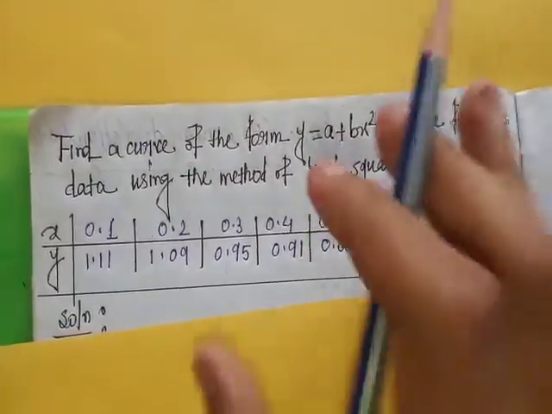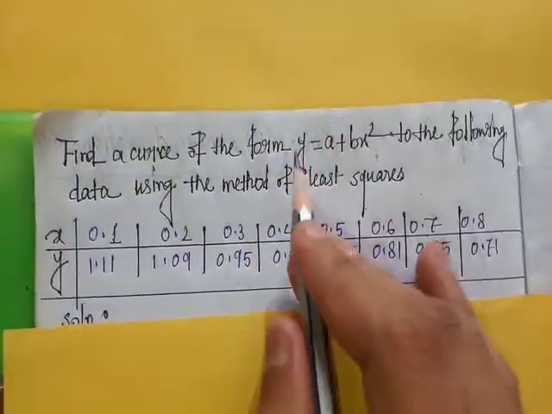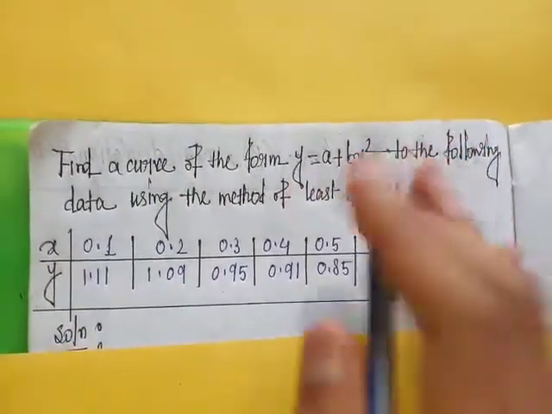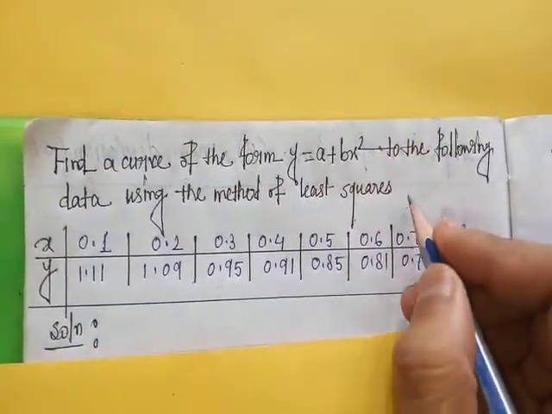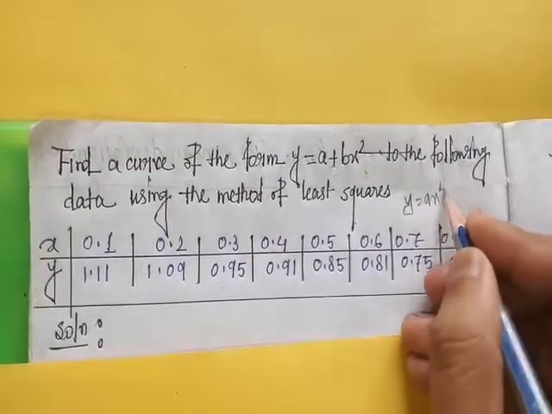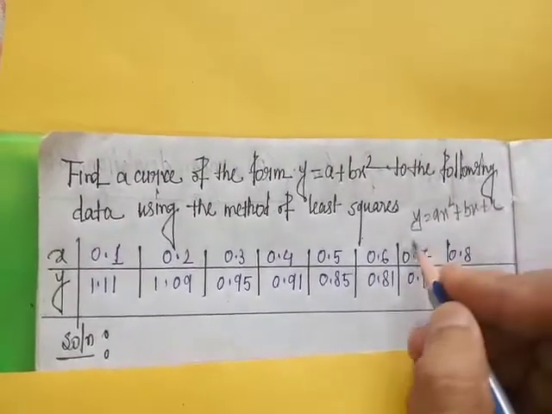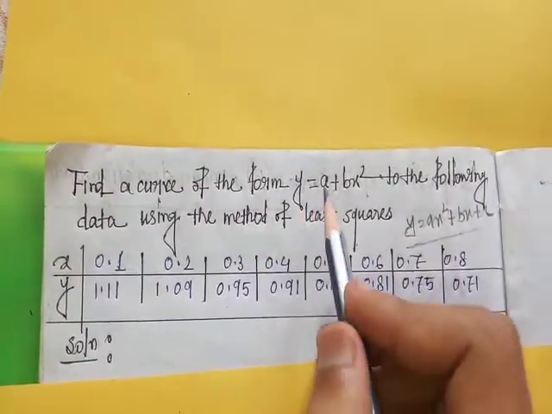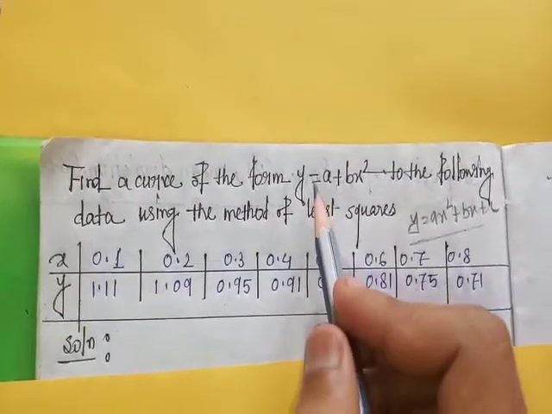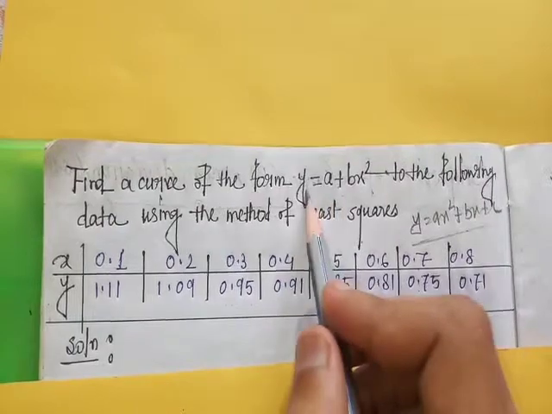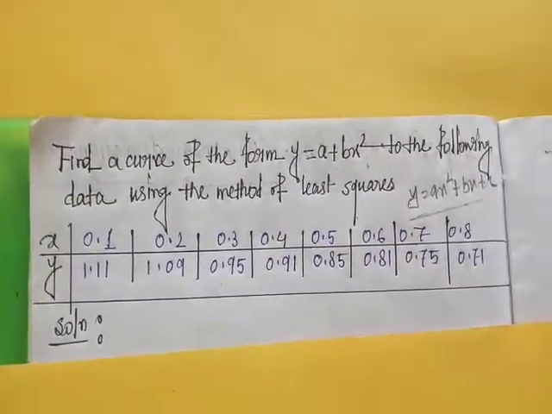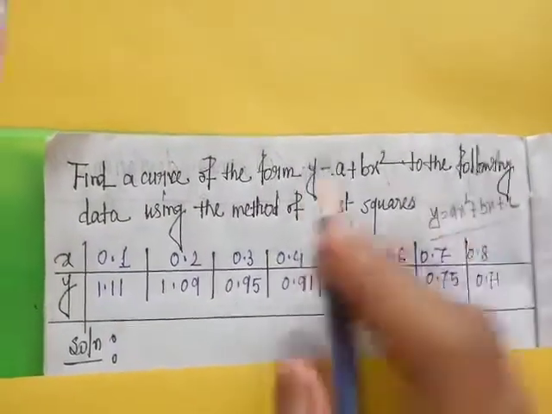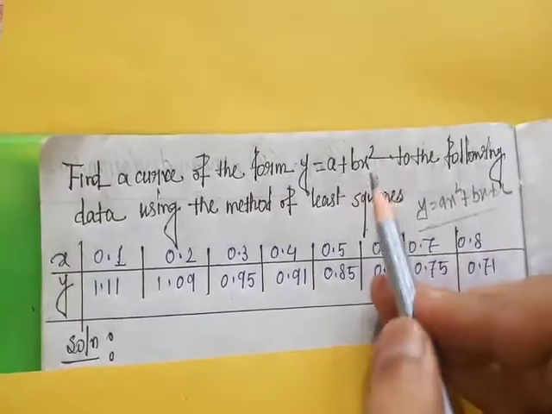This is the equation of a parabola, y equal to a plus bx square. We already discussed curve fitting of the parabola of the form y equal to ax square plus bx plus c. Here the equation is y equal to a plus bx square.